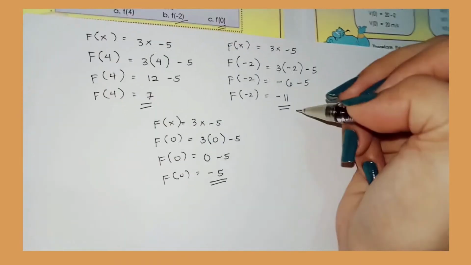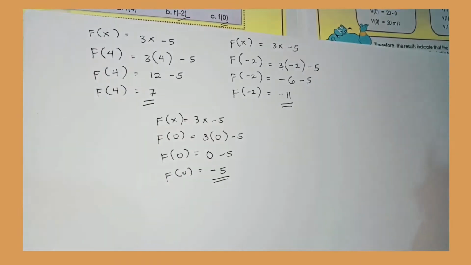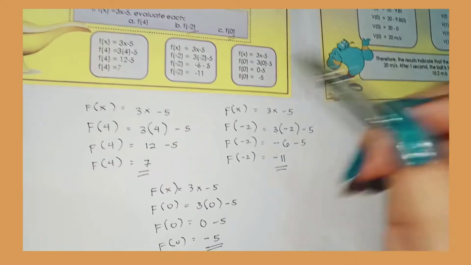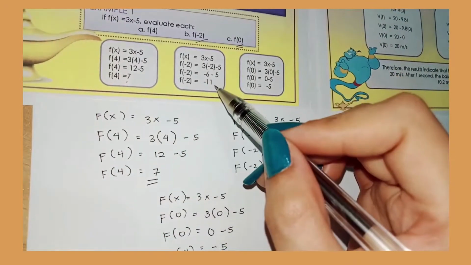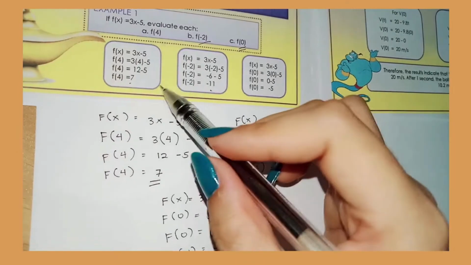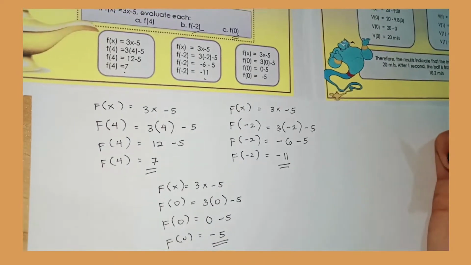For A, the answer is 7. For B, negative 11. And for C is negative 5. Same with your answers in your module. 7, negative 11, and negative 5.